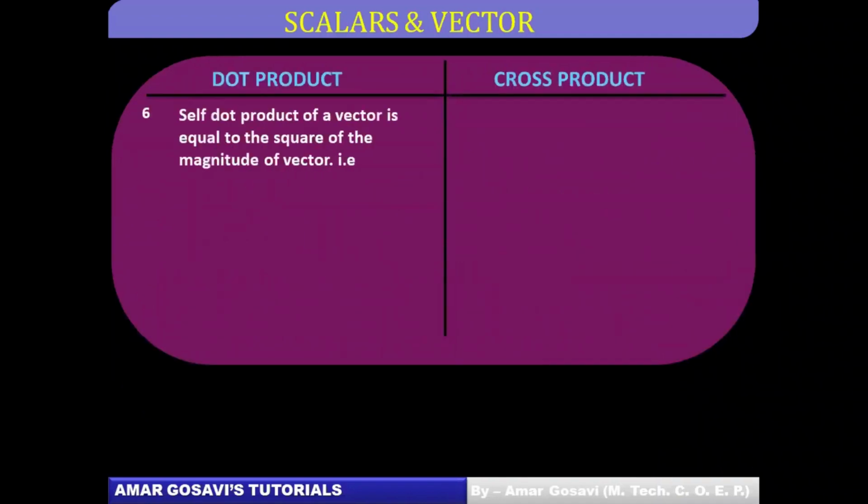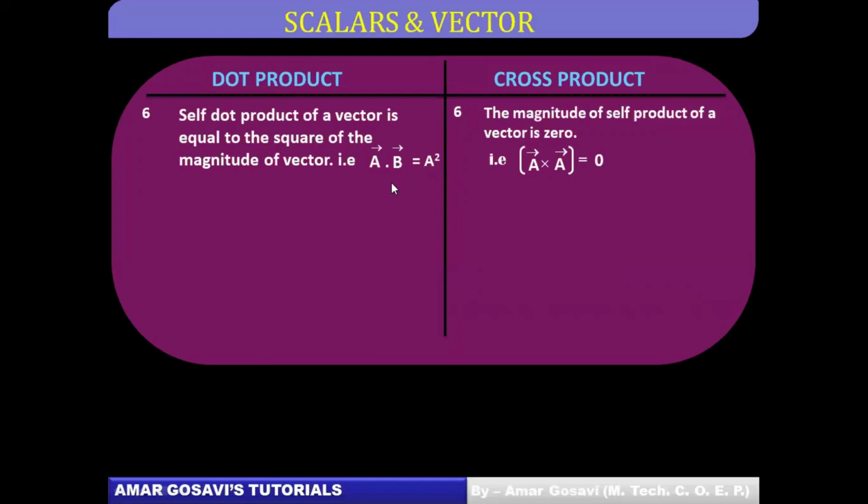For dot product, we know the self dot product is equal to the square of the vector. But when it comes to cross product, here you can see a correction has to be made. Self means A dot A it should be, and it will be A square. Instead of B, it should be A over here. Here the self cross product is 0. So A cross A is 0. Here A dot A is A square. That's the difference. Make that correction. Instead of B, it should be A.